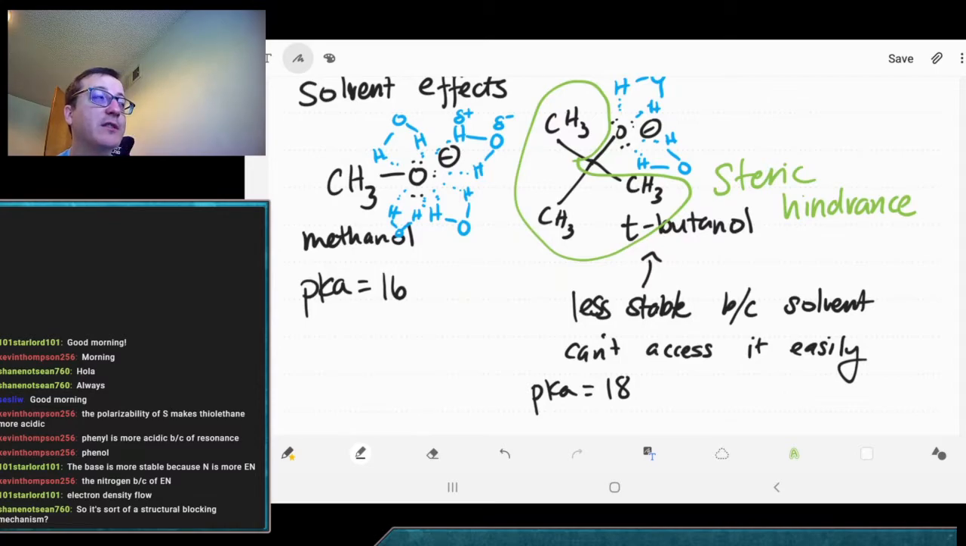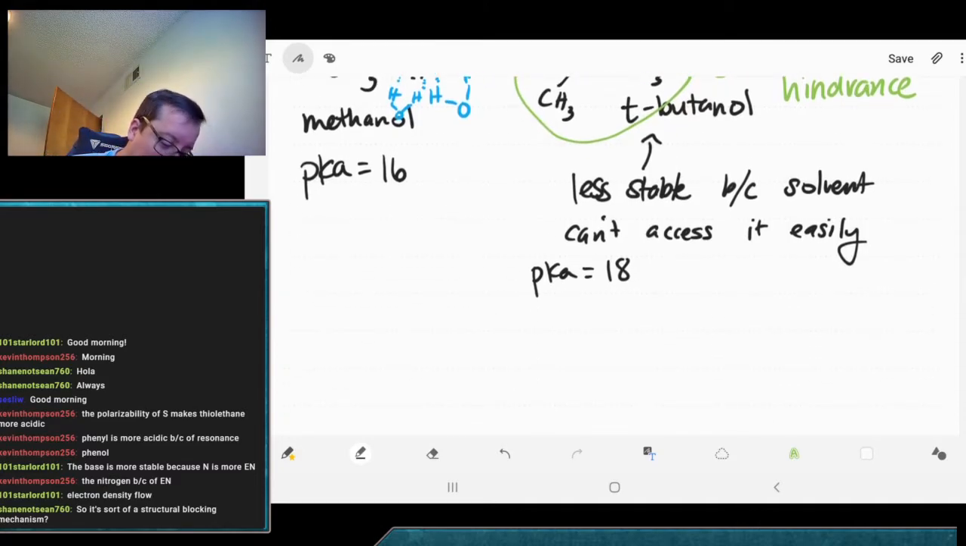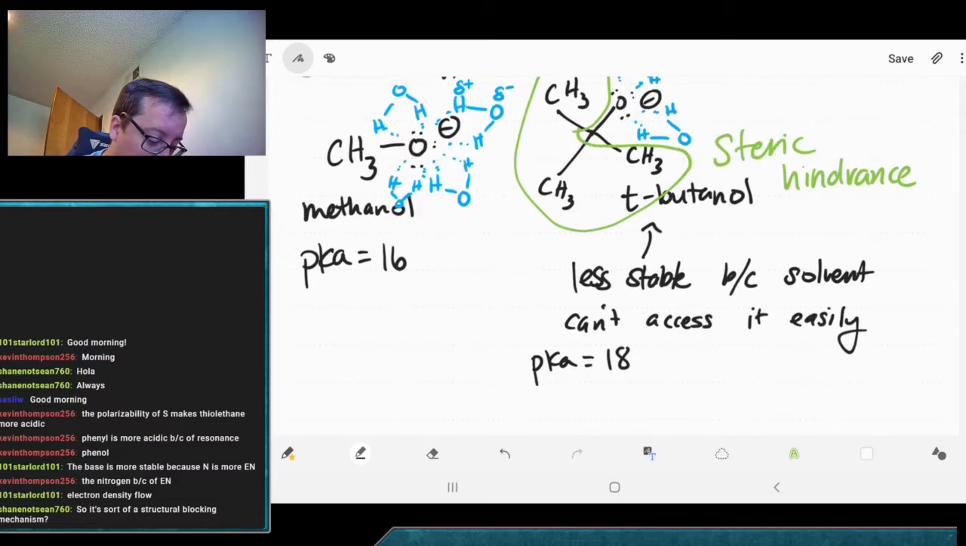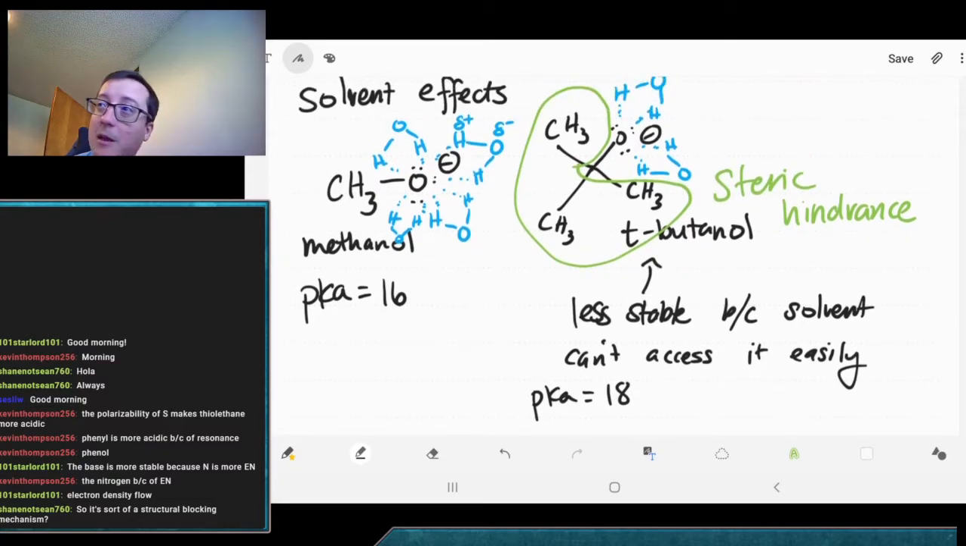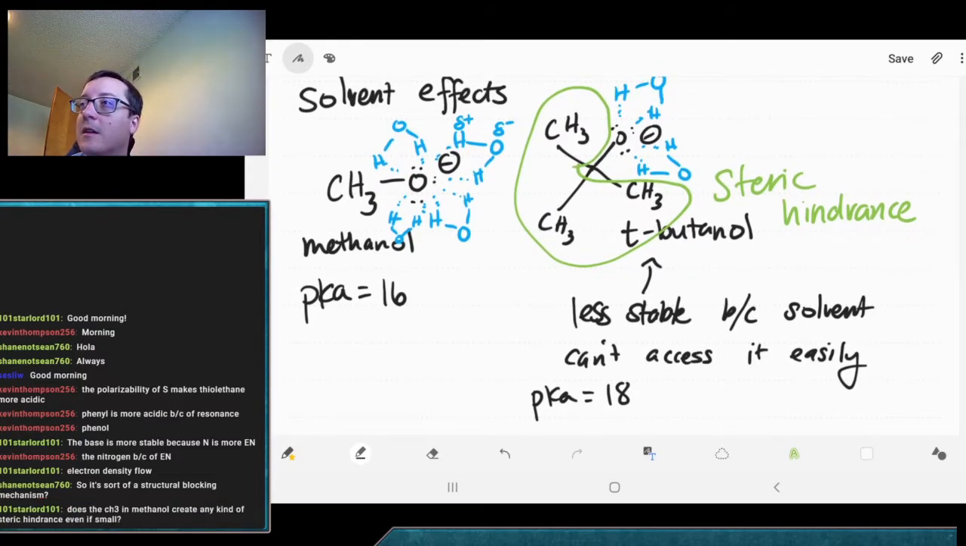Sometimes your choice of solvent matters. Actually, in this particular problem, water is a pretty crappy solvent to use on these, because water is actually going to just react with them. And if we think about water's pKa, about 15, it's going to go ahead and react with both of these and protonate them. So yes, there is some hindrance there.